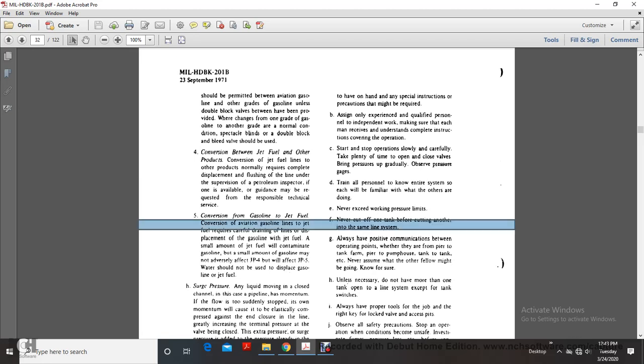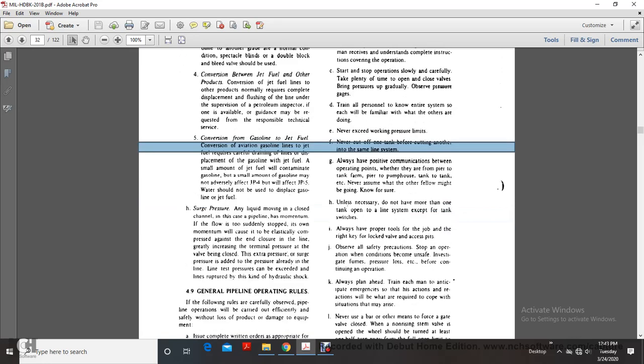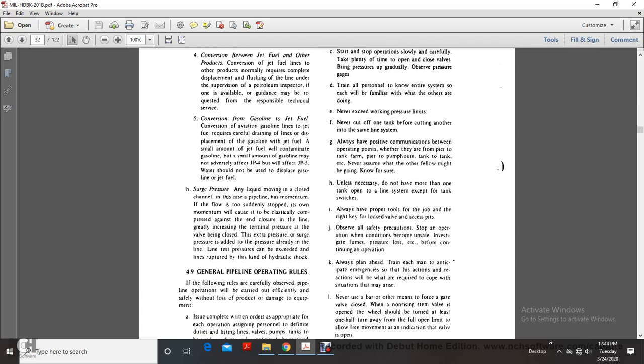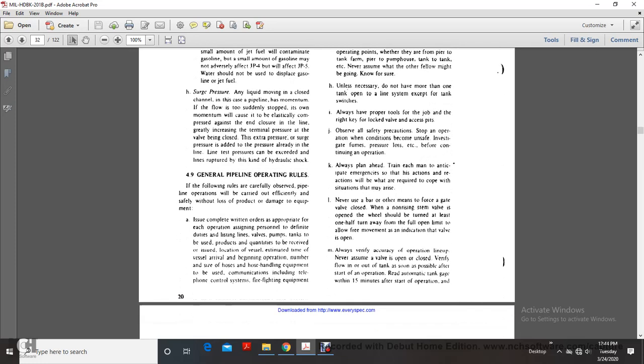Surge pressure. Any liquid moving in a closed pipeline has momentum. If the flow is suddenly stopped, that momentum will cause the liquid to be compressed against the enclosure of the line, greatly increasing the pressure at the valve. The extra pressure, or surge pressure, is added to the pressure already in the line, and the line test pressure can be exceeded and the line ruptured by this kind of hydraulic shock.